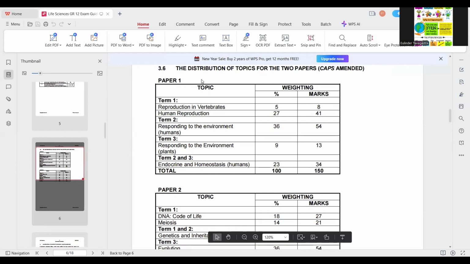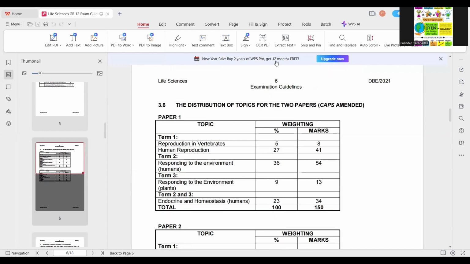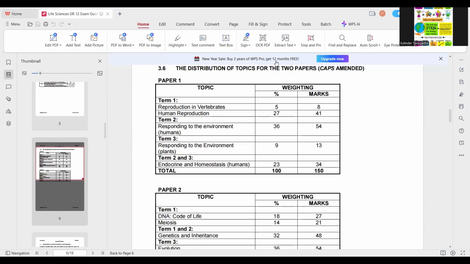We have paper 1 and paper 2. Both the papers are out of 150. So term 1, these are the topics that you're going to learn in term 1, and these are the topics that you're going to find in paper 1.